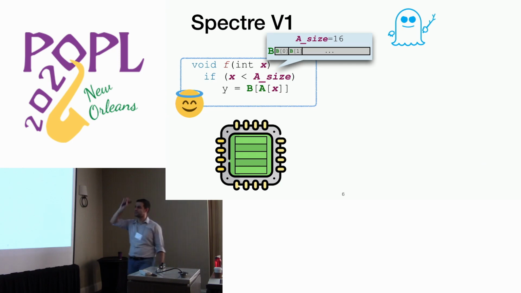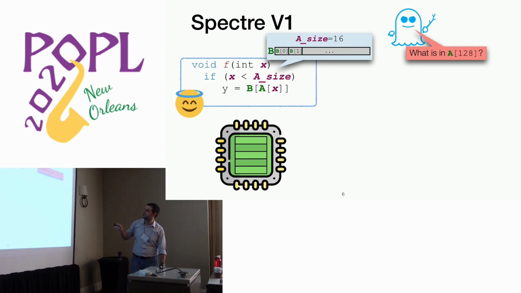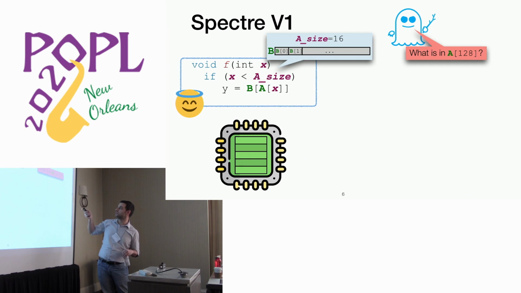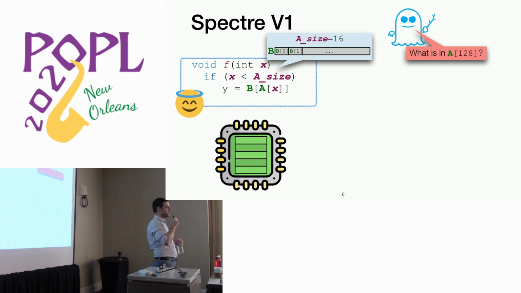We need some information, like let's say the size of A is 16, and the goal of the attacker is learning what is in A of 128 in the honest process memory. Okay? So this is not part of the array A, it's just out of bounds somewhere in the honest process memory. There are two things that the attacker can do. They share the processor, so they can both run and execute things. And the other important point is that the Spectre attacker can trick the honest process into executing F with attacker-provided values. Okay?